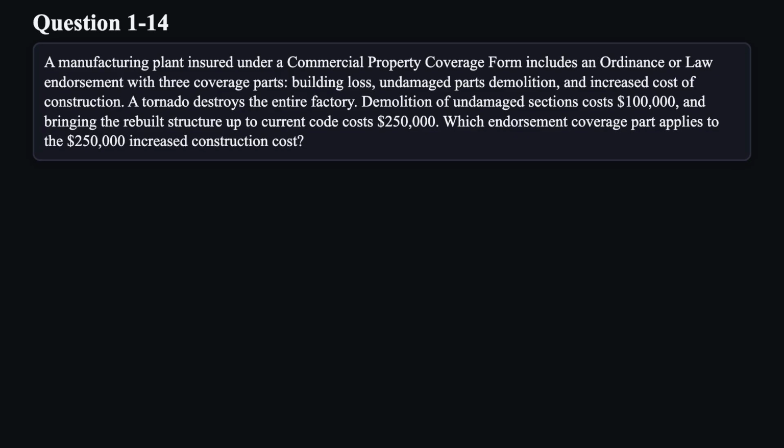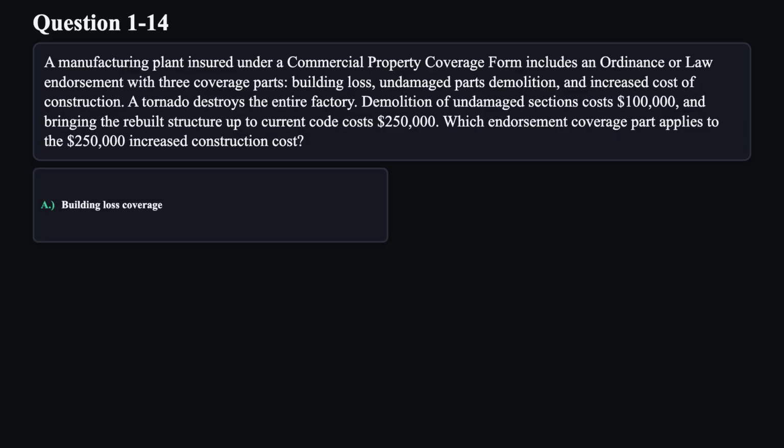Question 14. A manufacturing plant insured under a commercial property coverage form includes an ordinance or law endorsement with 3 coverage parts: building loss, undamaged parts demolition, and increased cost of construction. A tornado destroys the entire factory. Demolition of undamaged sections costs $100,000 and bringing the rebuilt structure up to current code costs $250,000. Which endorsement coverage part applies to the $250,000 increased construction cost?